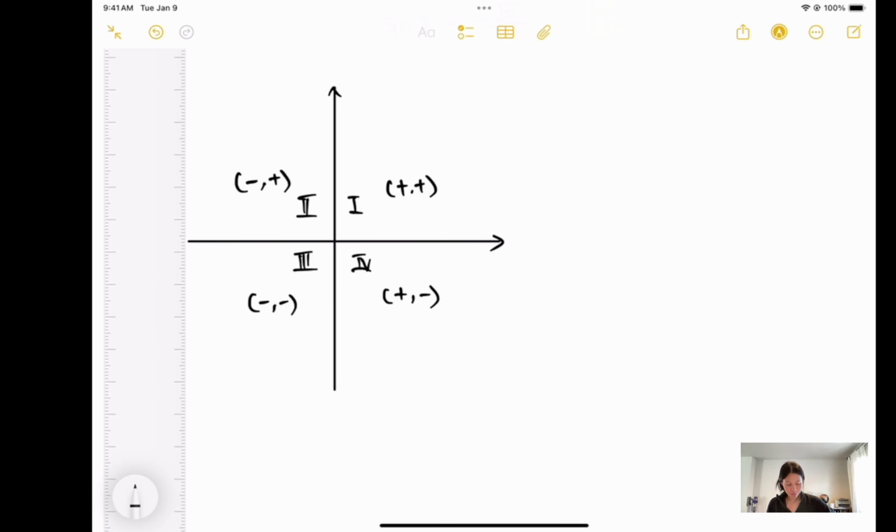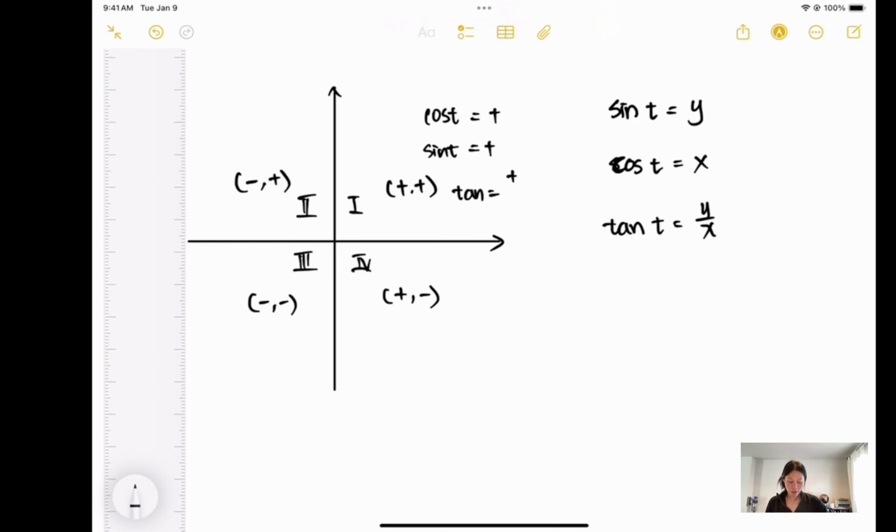Okay, and now the second thing that we need to remember is that sine t is equal to y, cosine t is equal to x, and tangent t is equal to y over x, right? Now, let's take a look. If t is in the first quadrant, what happens to cosine t? Cosine t would be positive, sine t would be positive. So if they're both positive, tangent is a positive number over a positive number. That will give you a positive number.